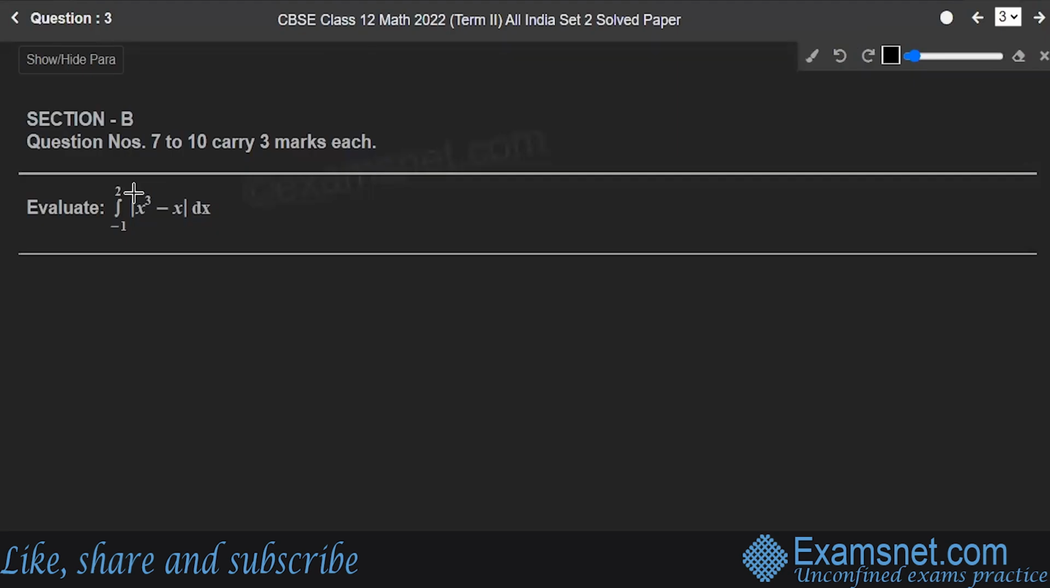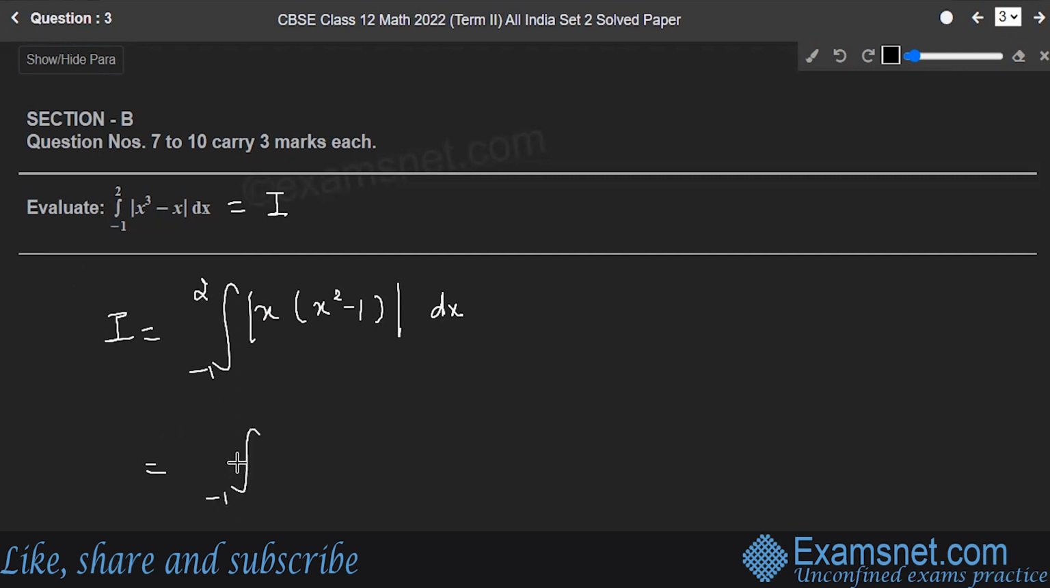Question number 3, section B. This question is again of 3 marks. You have to find the integral from minus 1 to 2 of modulus of x cube minus x dx. Let's say this is equal to I. So I can be written as the integral from minus 1 to 2 of modulus of x into, I'm taking x common, x square minus 1 dx, which is equal to the integral from minus 1 to 2 of modulus of x. This can be written as x plus 1 into x minus 1 dx, right?